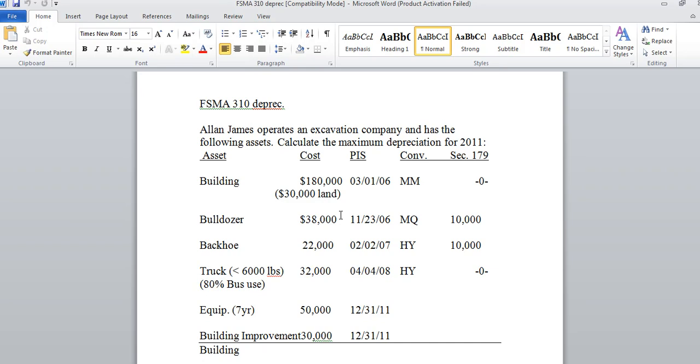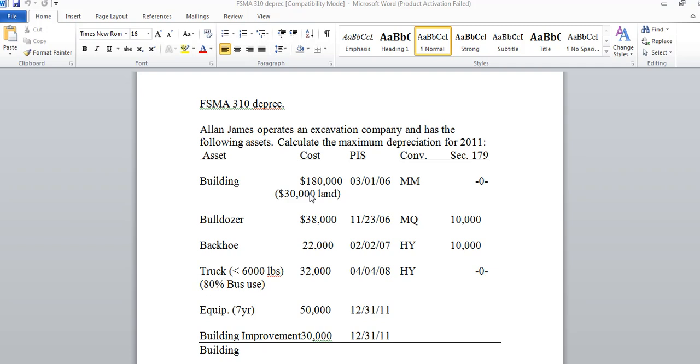Now, the first thing he does is he goes out and buys a building for $180,000 on March 1st, 2006. Of that $180,000, $30,000 represents land. So of this, what you're going to do is take $150,000. That's what's depreciable. Now, how many years has this building been in service?